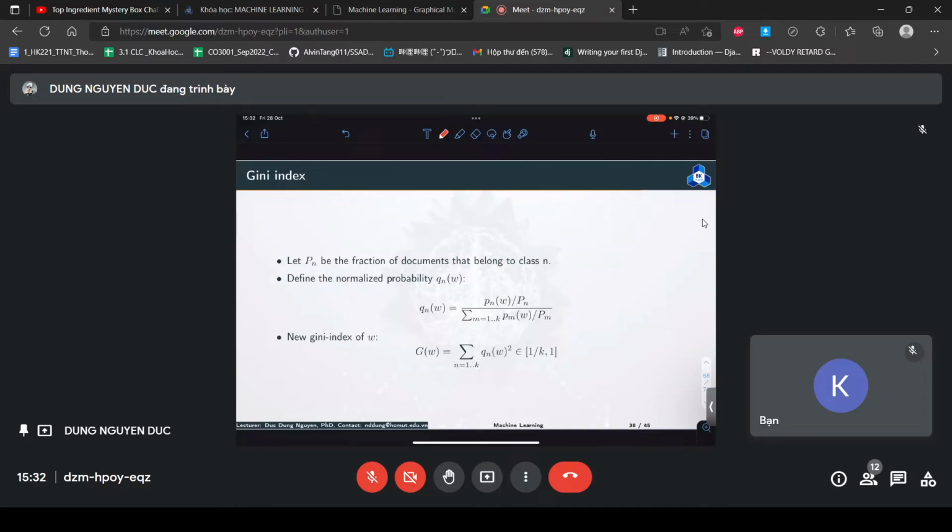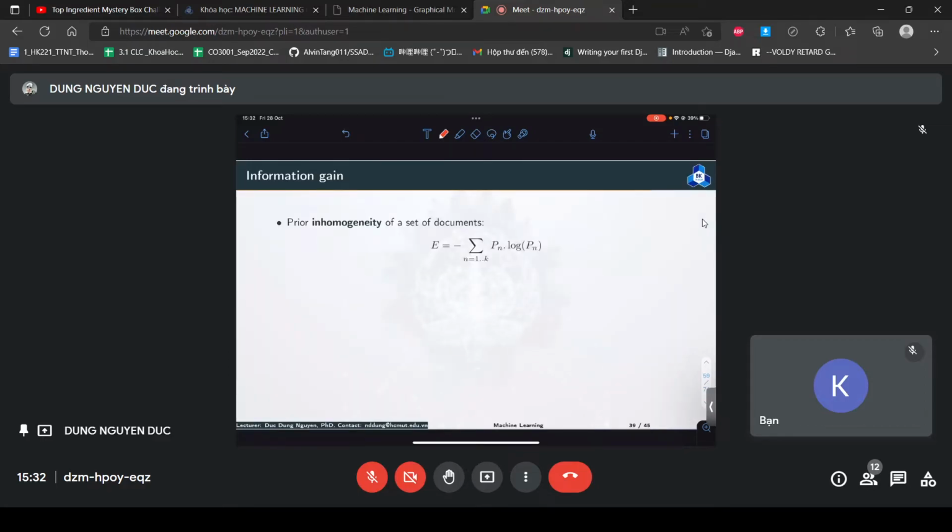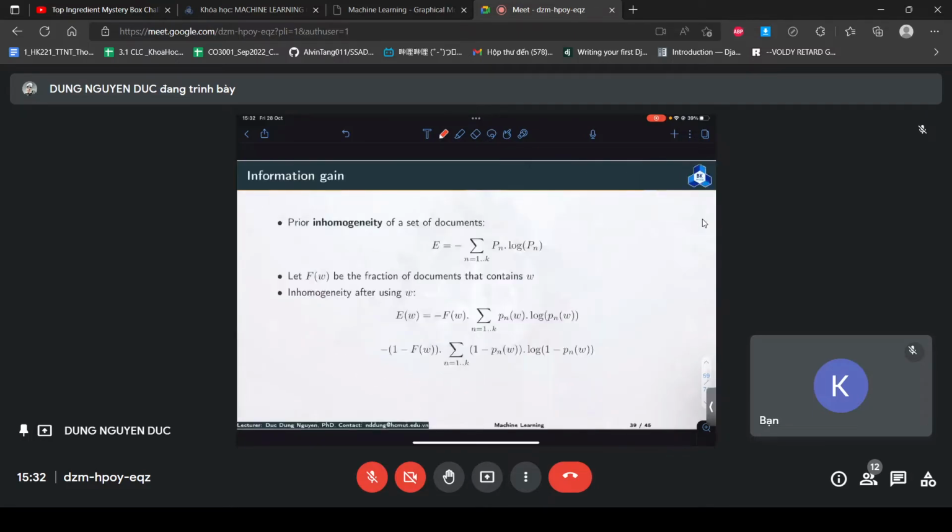And this is the new Gini index, which I believe you can easily get. There are some other things that you may consider in the process, like information gain. You can also calculate the inhomogeneity of the documents, like this one. It's just like the entropy of the document distributions.